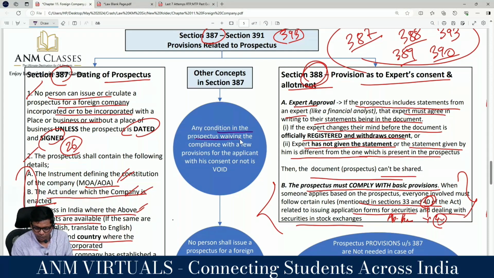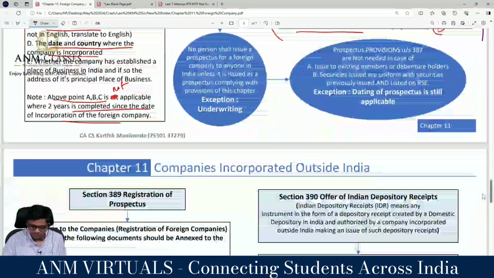Any condition in the prospectus waiving the compliance of provisions by the applicant, with his consent or not, whether you agree or not, becomes what, guys? Void. This is common sense. Even if I didn't teach you, you will tell it's void because any agreement made cannot go against the Act. That is basic. We learned that. Clear? Next.